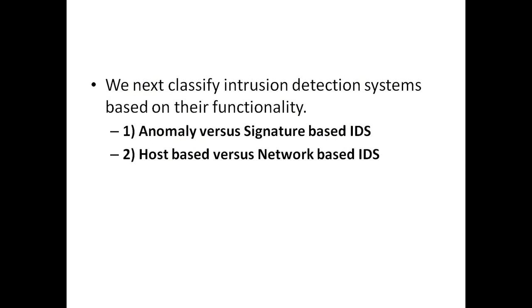So these are some of the variables which can be monitored by the IDS. Next, we classify intrusion detection systems based on their functionality. There are two classifications we have made. One is anomaly versus signature based IDS, and another is host based versus network based IDS. So what are these types of IDS? We'll see in detail one by one.